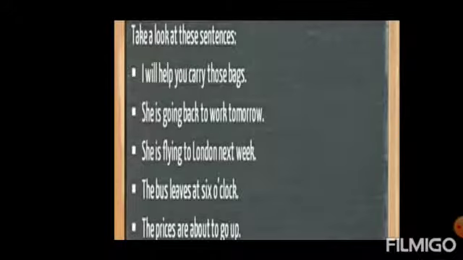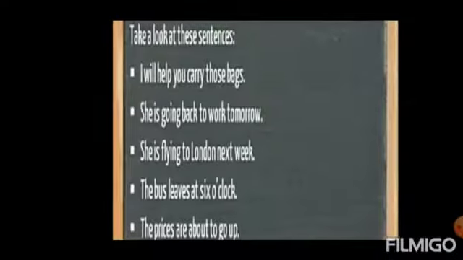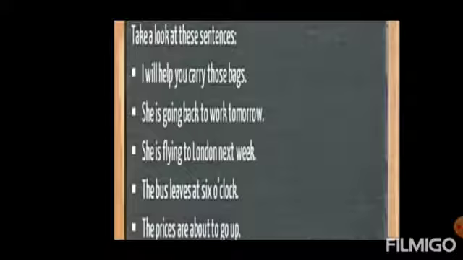So, listen to me. The first sentence, I will help you carry those bags. Will help. Number two, she is going back to work tomorrow. Number three, she is flying to London next week. Is flying, present continuous with next, not now. Number four and the last one, the bus leaves at 6 o'clock. So, from these sentences, we will know the form of future.